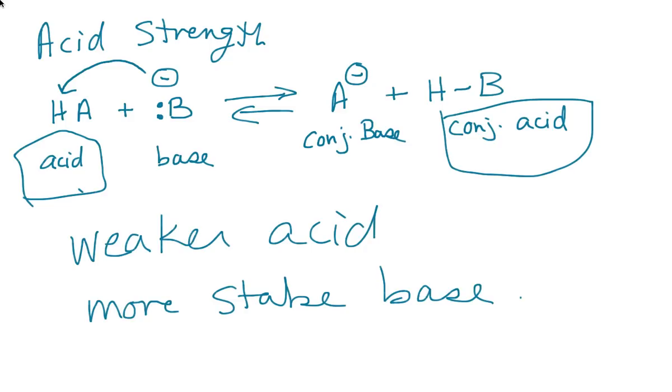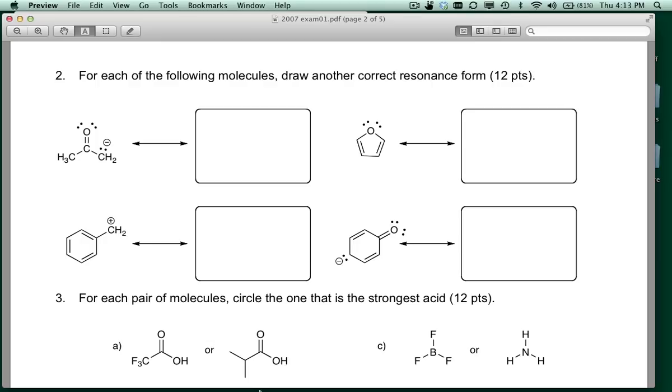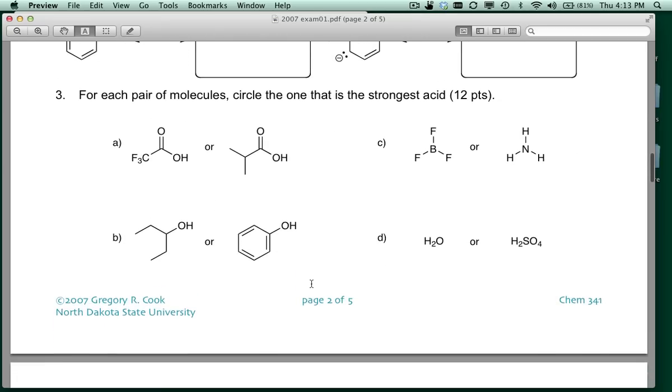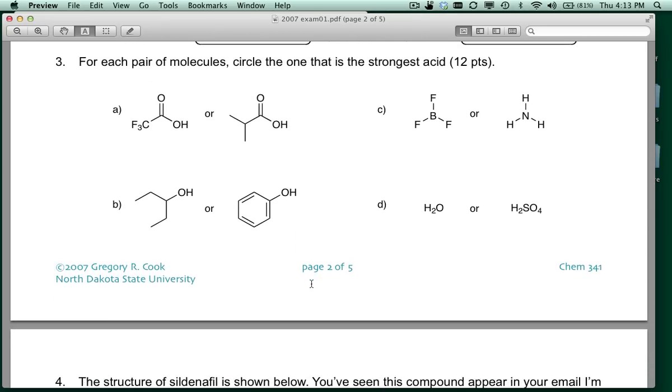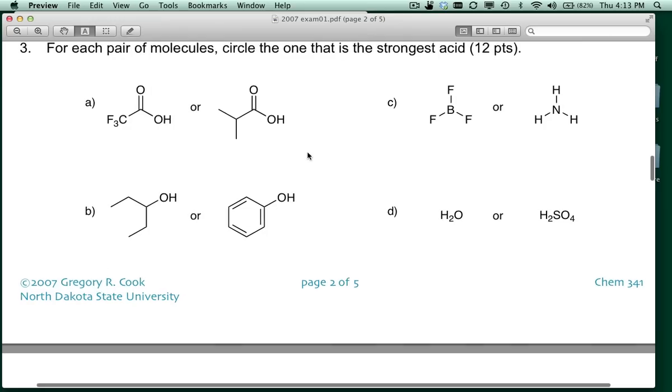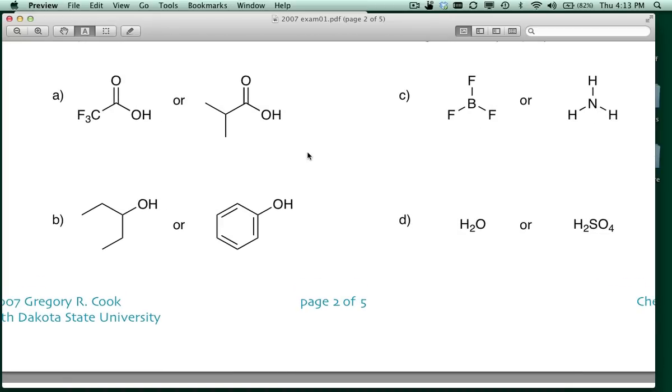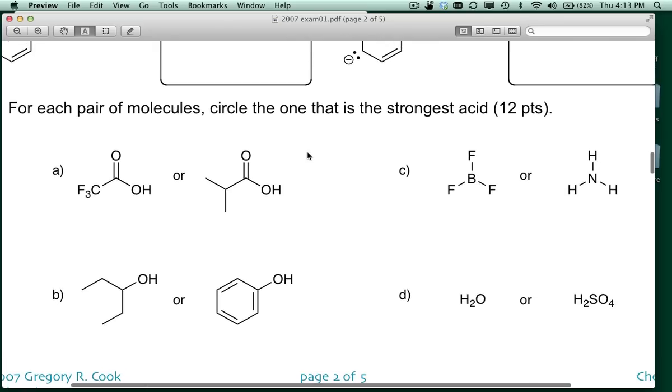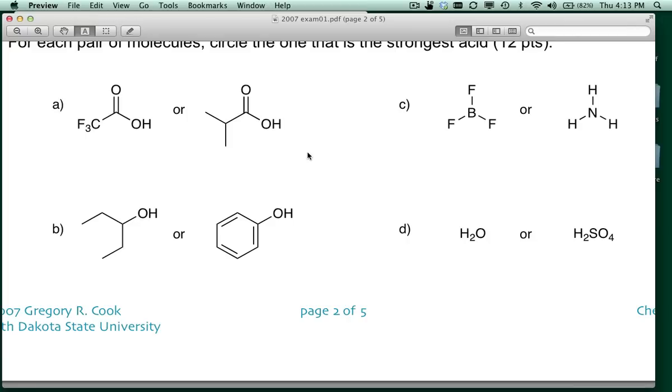Okay? So, let's see. Was there an example on that 2007 exam? Let's take a look. There must have been. Okay, here's a good example. Structural features which lead to acid strength. Let me make this bigger. Okay. Here are some examples, and they want to know which is the stronger acid. I could ask which one's weaker, by the way. It's just the opposite. Okay, which of the pairs is the stronger acid?